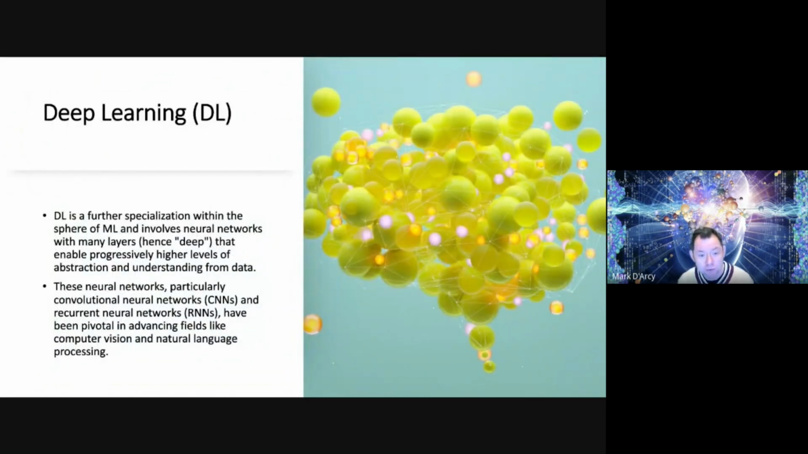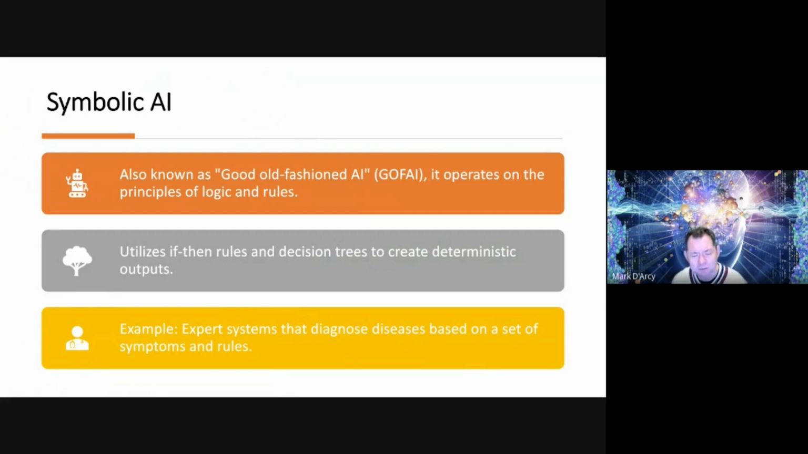Now let's zoom to the core, deep learning. Deep learning is a further specialization within the sphere of machine learning and involves neural networks with many layers, hence the term deep, that enable progressively higher levels of abstraction and understanding from data. These neural networks, particularly convolutional neural networks, CNNs, and recurrent neural networks, RNNs, both of which I will talk about shortly, have been pivotal in advancing fields like computer vision and natural language processing. Okay, now let's talk about some general categories of AI before we focus in on natural language software and GPT.